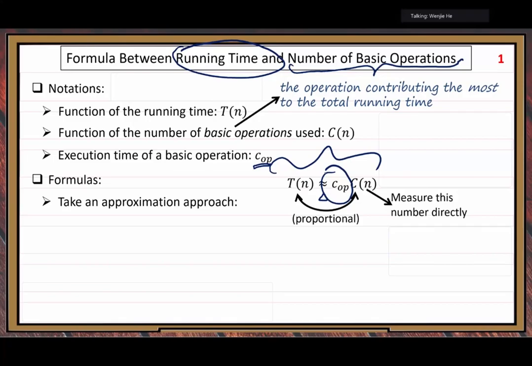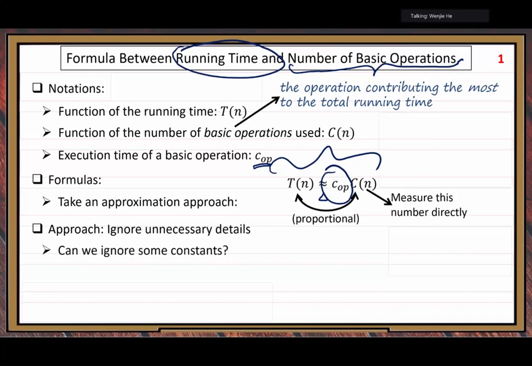All right, so here, in order to get rid of that little c, we want to ignore unnecessary details. Don't add too much detail here. We try to reduce the details, not add details. So now we try to ignore that little c. Not ignore, rather we try to find a nice way to take it out, take it away.